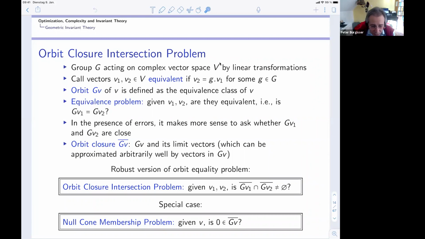So why is it called null membership? I didn't fit it on the slides, but the set of vectors V with the property that this holds is called the null cone, and it was introduced by Hilbert around the turn of the century. In German, it's Nullkegel. So this is this problem.